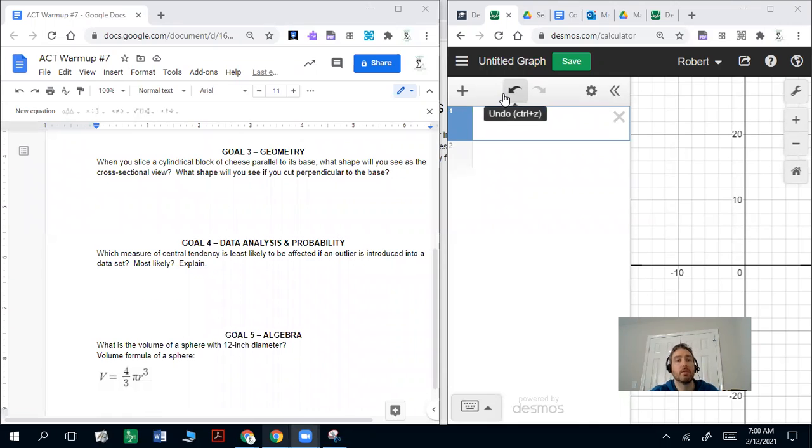Okay, question 3. When you slice a cylinder of cheese parallel to its base, so your base is here, parallel would be if you were to go right through there. What shape will you see in the cross-sectional view? That cross-section is the shape that's formed when you slice it. And if you slice it parallel, it's going to be a circle.